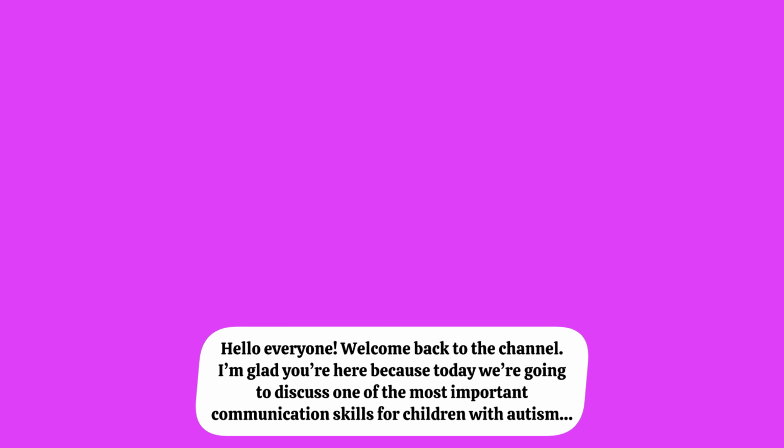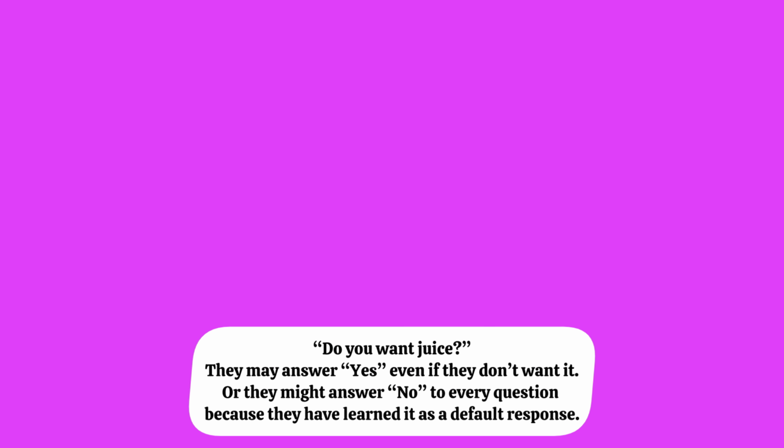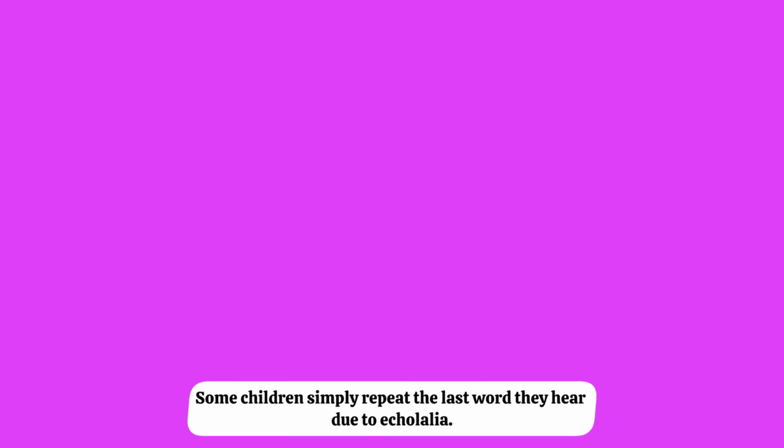I'm glad you're here because today we're going to discuss one of the most important communication skills for children with autism: how to teach the concepts of yes and no. Many children with autism can label objects, identify colors, or even answer academic questions. But when you ask them, "Do you want juice?" they may answer yes, even if they don't want it. Or they might answer no to every question because they have learned it as a default response. Some children simply repeat the last word they hear due to echolalia.